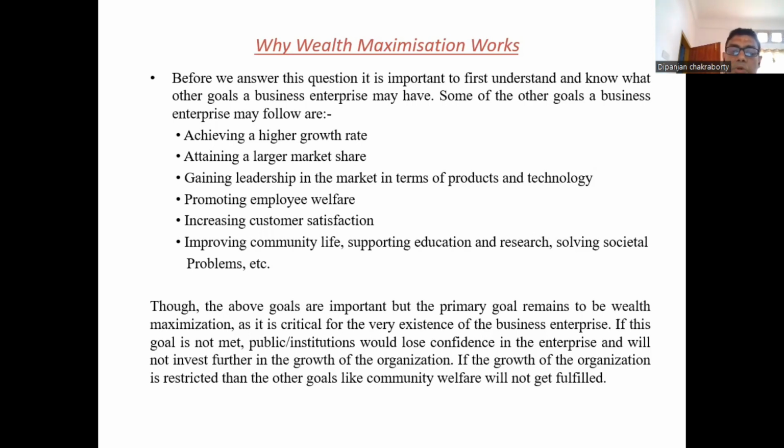Though the above goals are important, the primary goal remains wealth maximization, as it is critical for the very existence of the business enterprise. If a business wants to survive in the long run, wealth maximization must be there.